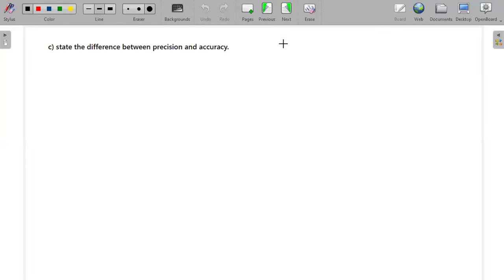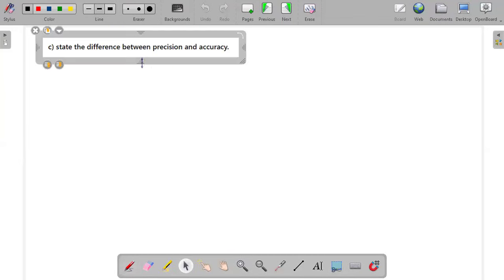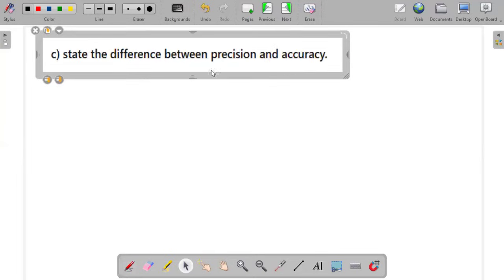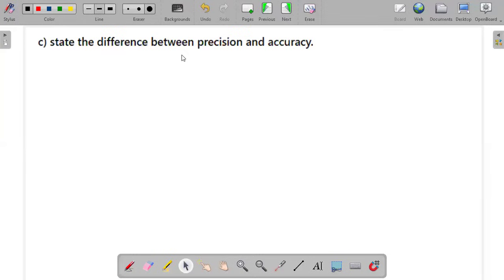Right, we'll move here now. They're saying state the difference between precision and accuracy. We taught this topic to full length. The video's there on YouTube. You can go and watch it. So we said these 2 things here, they differ. We have the precision here and the accuracy.